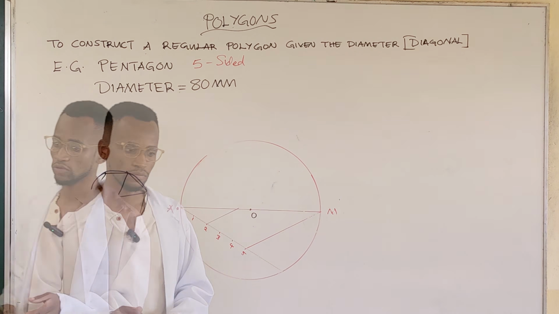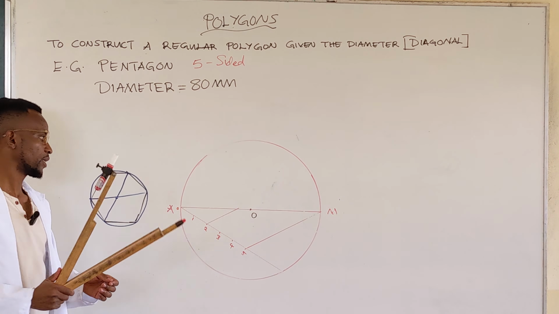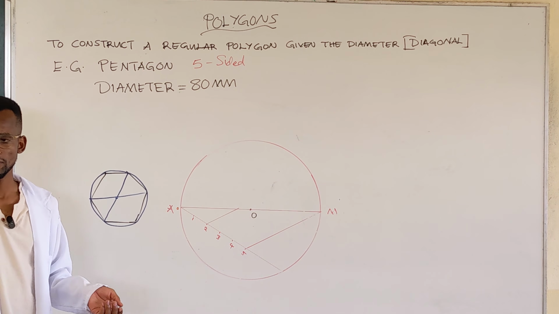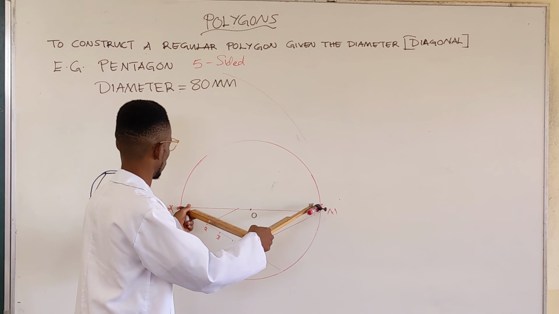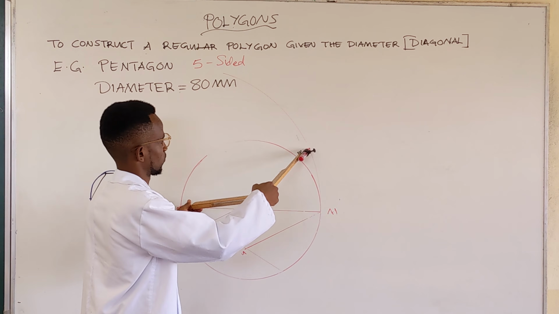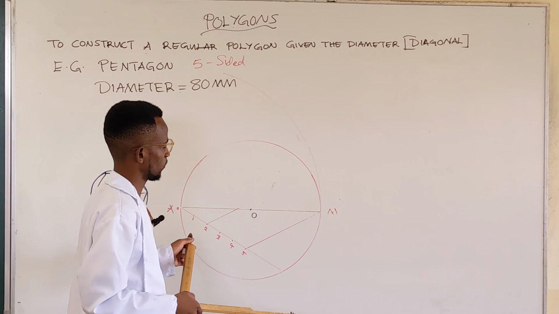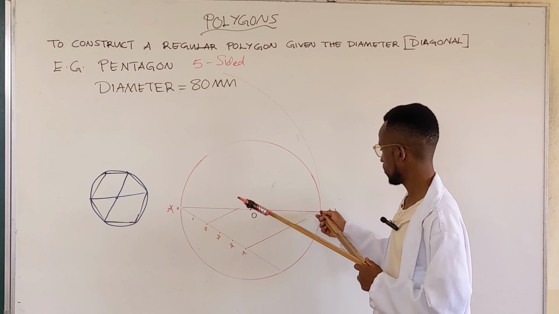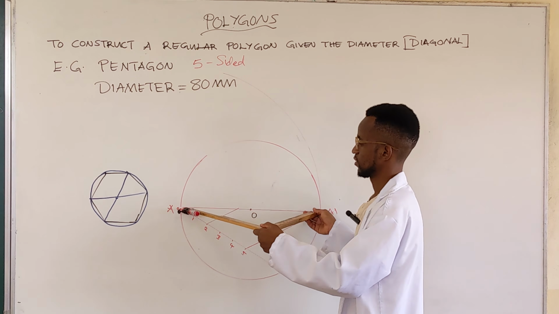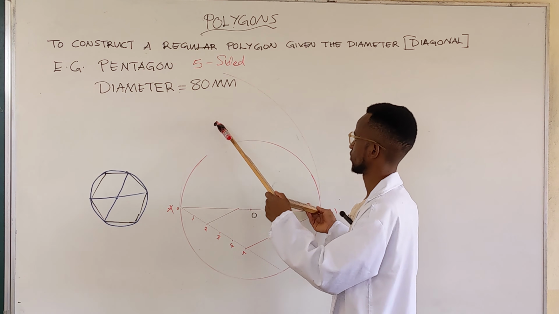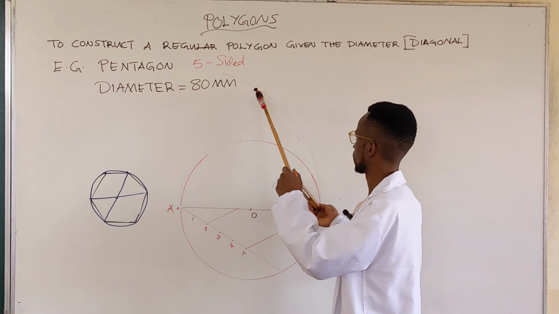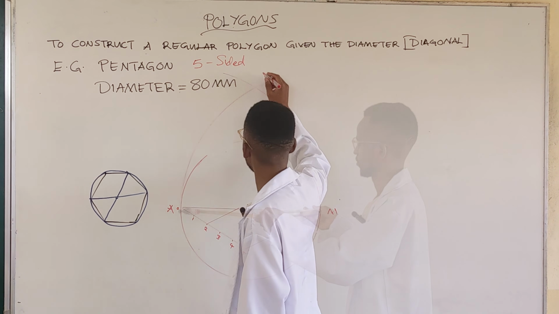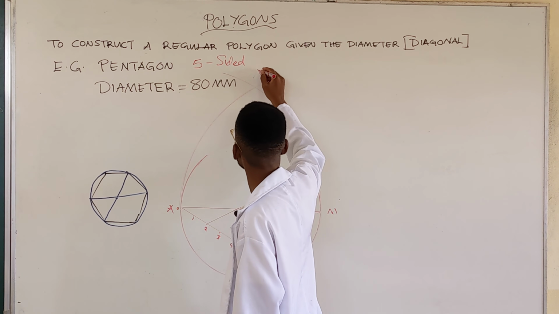Okay? So the next step is you get your compass, place it at point A, and open it to M, the distance AM, which is the diameter, right? And then from point M, you strike another arc like this, to come up with point N here.